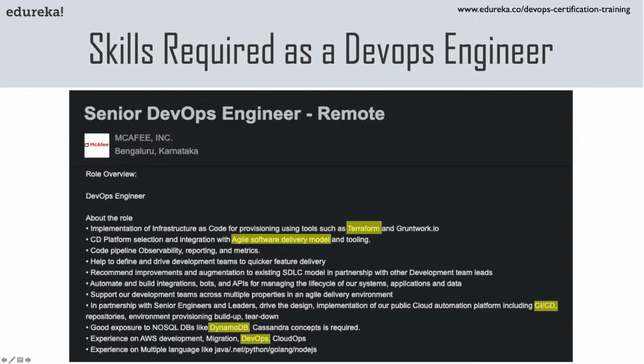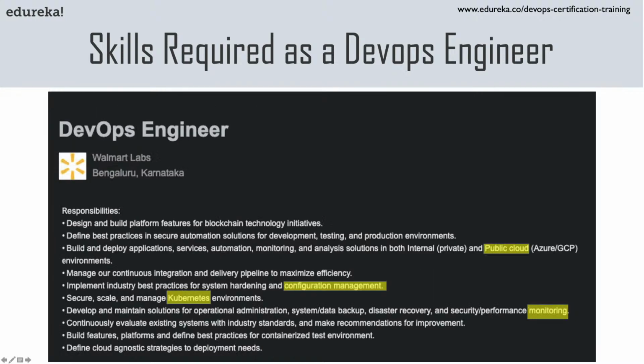So guys, this is a job description from the company McAfee, right? And these are the things that they expect you to know when you're applying for their senior DevOps engineer profile. So they expect you to know Terraform. They expect you to know Agile software delivery model, which I just told you guys. They expect you to know CI/CD pipelines. They expect you to know DynamoDB, which is a NoSQL database, and they expect you to know DevOps as a whole, right? This is just one job description, but what I'm trying to show you over here is the skills that they are expecting.